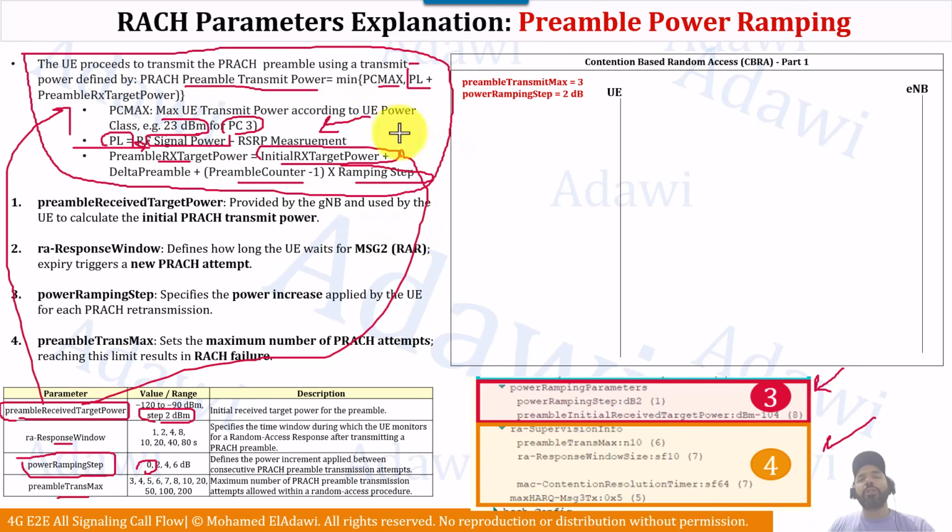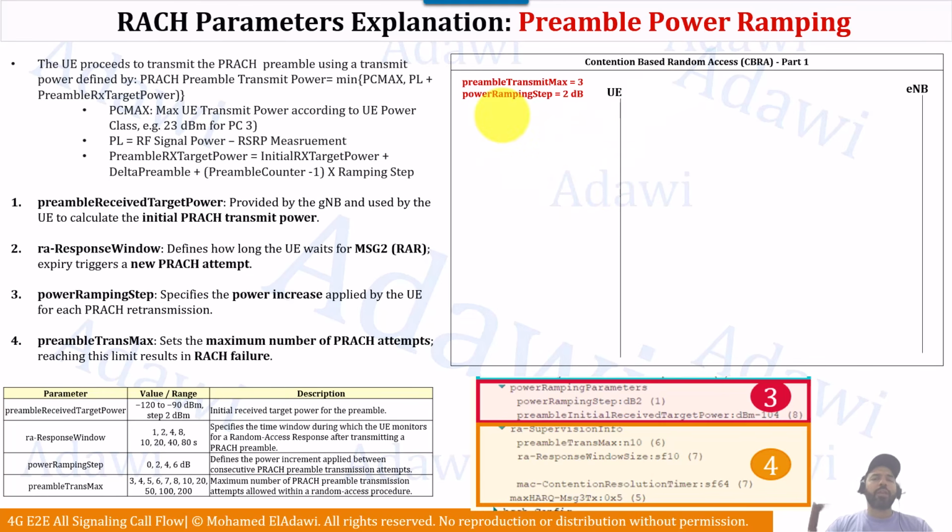So the user will do this calculation, and he will decide at what power he should send the first message in order to be successfully decoded by the gNB. So now the user has calculated the power. Let's assume the user already calculated it. He will be sending the first message, which is the random access preamble, as shown in this example. So I'm assuming now it's failed. It wasn't received by the gNB.